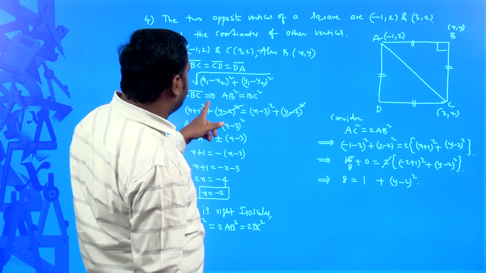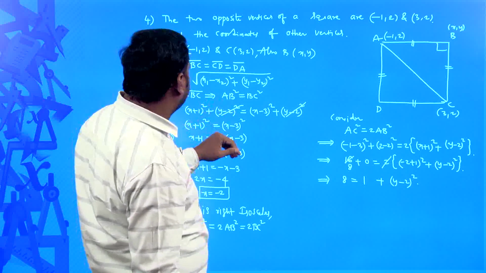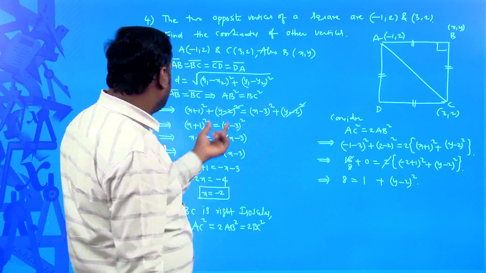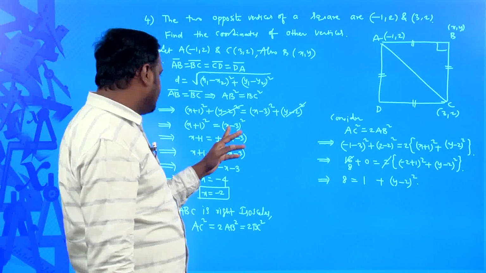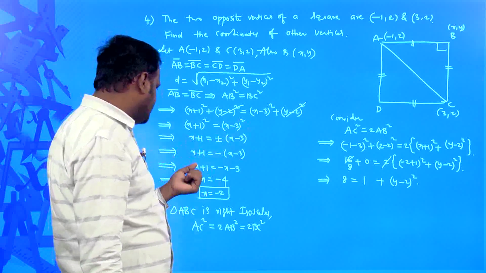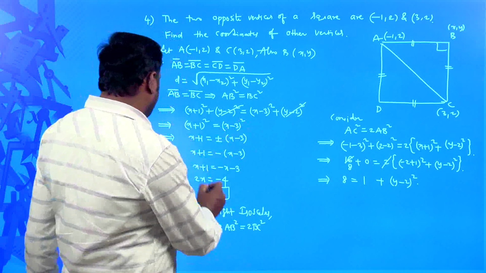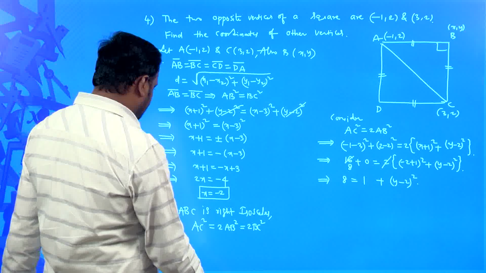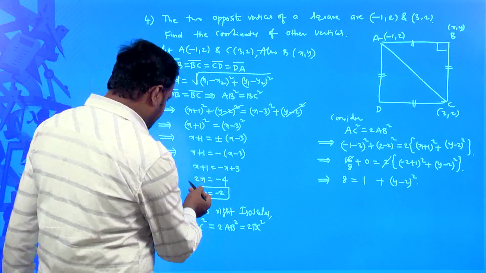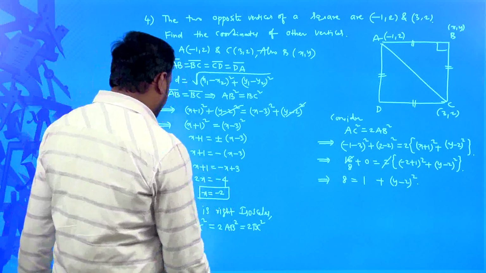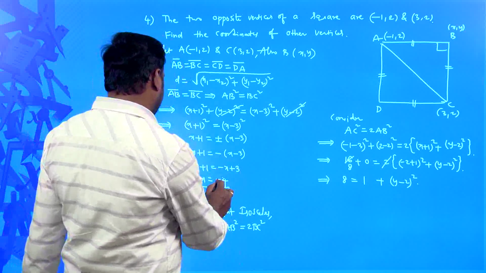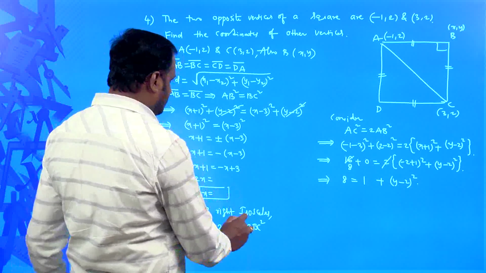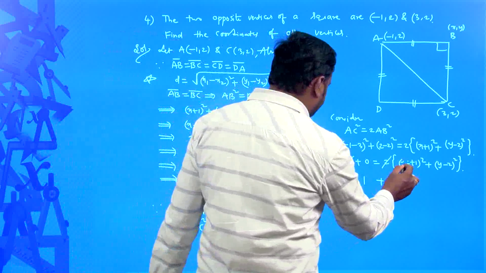So AB is going to be (x plus 1) whole square plus (y minus 2) whole square, and BC is going to be (x minus 3) whole square plus (y minus 2) whole square, that is correct. These two get cancelled. (x plus 1) whole square equal to (x minus 3) whole square, so x plus 1 is equal to, yes, here it is, x plus 1 is equal to minus x plus 3. So minus x plus x is equal to minus x would be here plus x. And then it would be 3 minus 1 is equal to 2 here. So if 3 minus 1 is equal to 2, then what has to be done here?